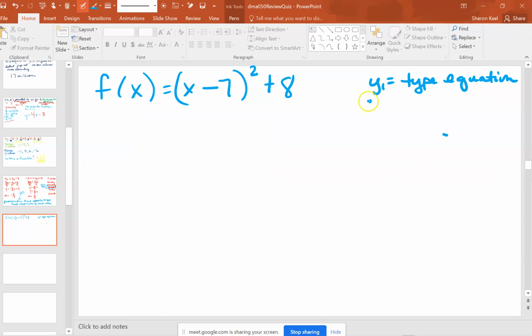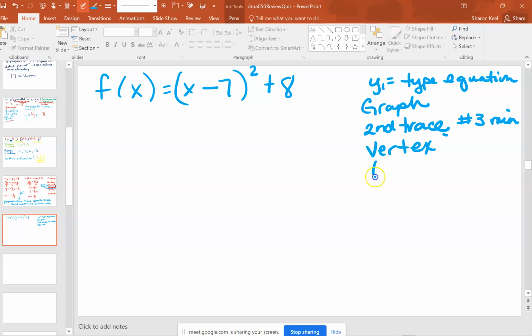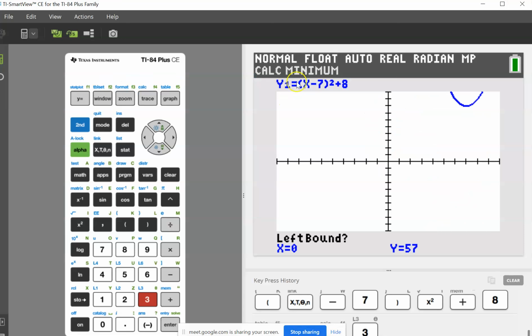So after we type in the equation, we press graph. We did second trace, and for this one, we chose minimum because we're trying to find the vertex. We need to identify what the vertex is. To finish identifying the vertex, it says left bound. Right now, the cursor is at 0.57. Way up above is where the vertex is. I'm going to start tapping the right arrow to bring the cursor into view so I can see it on my screen. There we go.